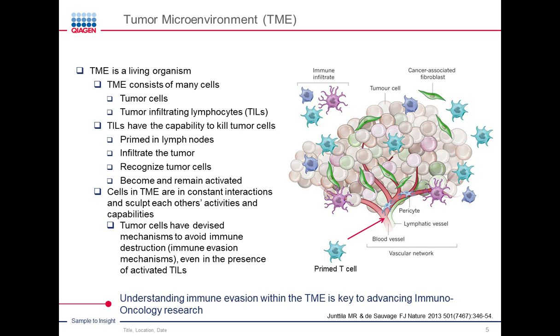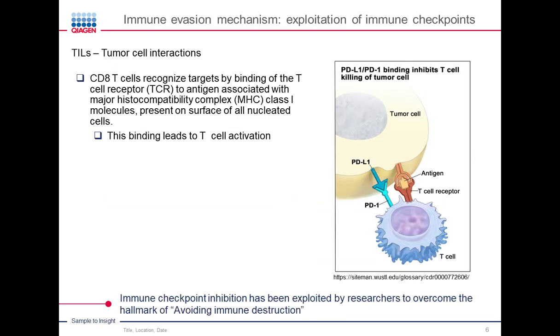However, we know that the cells in this tumor microenvironment are in constant interaction with each other, and they can sculpt each other's activities and capabilities. And we know now from several different publications that tumor cells have devised mechanisms to avoid immune destruction. This is one of the hallmarks of cancer, even in the presence of activated TILs. So basically, an understanding of immune evasion within the tumor microenvironment is going to be key to advancing immuno-oncology research.